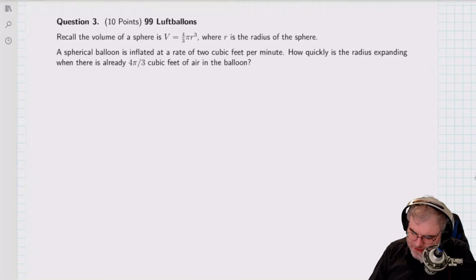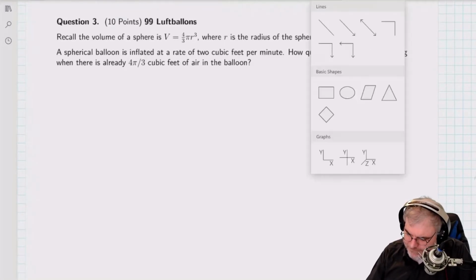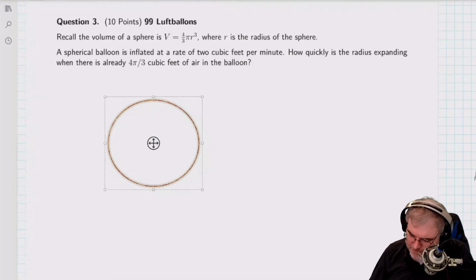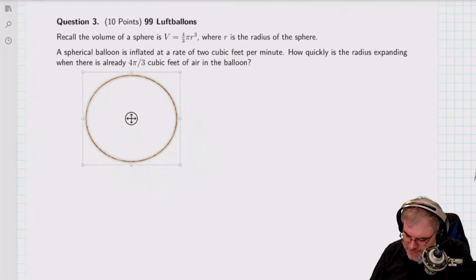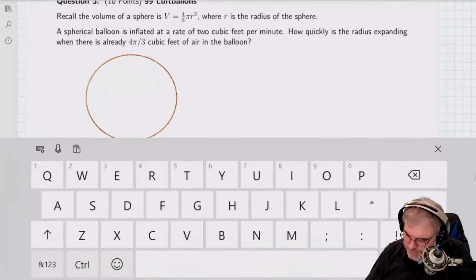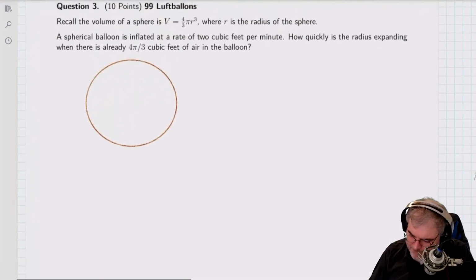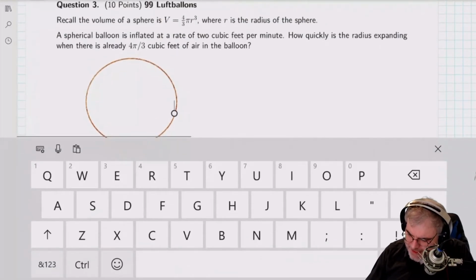All right, so we've got a sphere. And yes, on your test, it must be a perfect circle. Oops. Stop that.